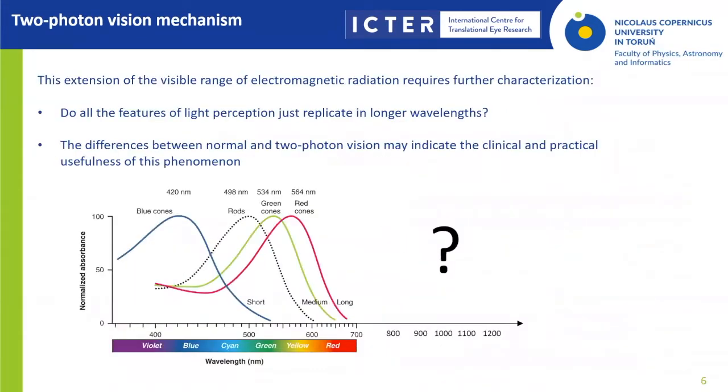So this extension of the visible range of electromagnetic radiation requires further characterization, of course. It will be interesting to check: do all the features of light perception just replicate at longer wavelengths? And are there any differences between normal and 2-photon vision, which may indicate the clinical, practical and other usefulness of this phenomenon in our normal life?